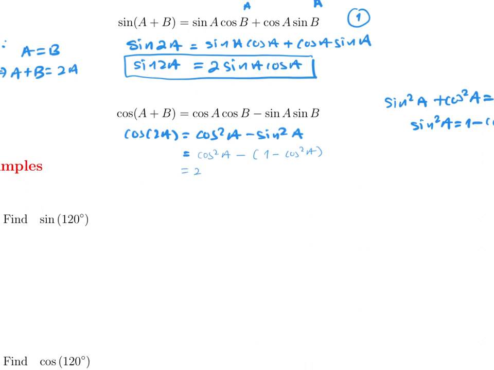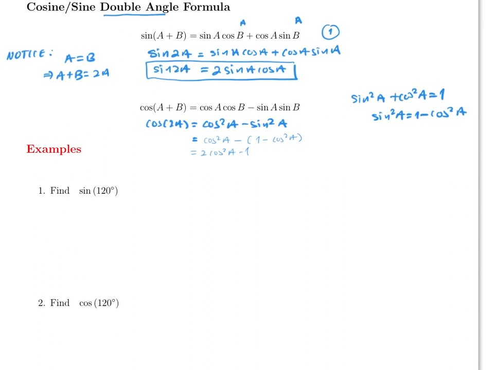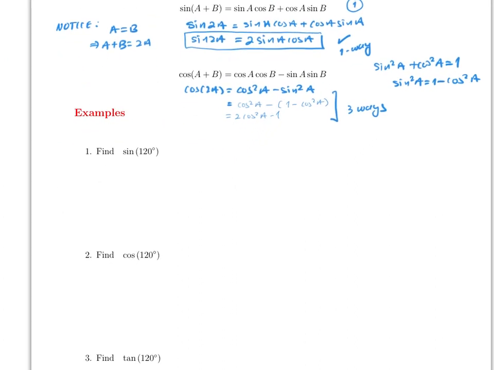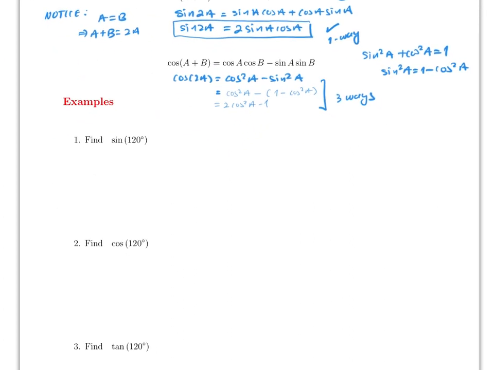So this will give you 2 cosine square A minus 1. So essentially, this one you can only write one way. But this one technically has 3 ways to write the formula, and depending on what you're doing, one is better than the other. Okay, so let's do this example.